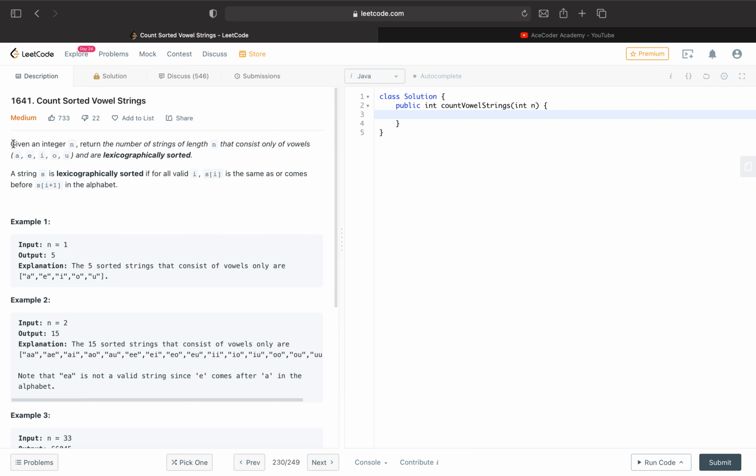So basically the question says that we are given an integer n and we have to return the number of strings of length n. Number of strings, we have to return the number, and that too the strings of length n that consist of vowels a, e, i, o, u and are lexicographically sorted. So here is the definition of what lexicographically sorted is. I will be explaining it.